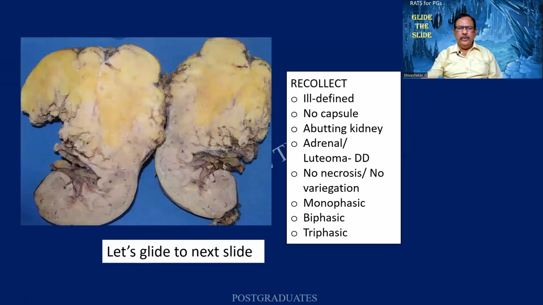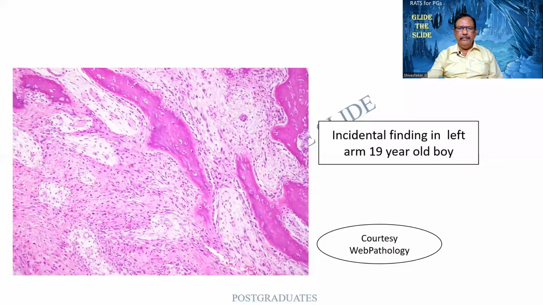Let's glide to the next slide. This is again an incidental finding in the left arm of a 19-year-old boy. Courtesy Web Pathology for this particular picture. This shall be discussed in the next slide, and you come well prepared with your answers.